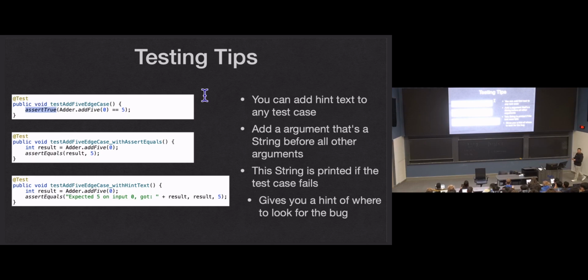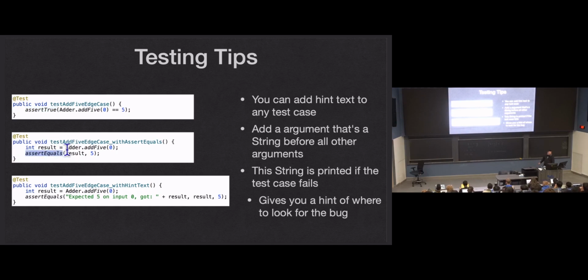The first one is assert true. This is the one that we saw all throughout Monday's lectures. You give it a Boolean statement. If that Boolean statement resolves to true, the test passes. The test case passes. If it resolves to false, the test case fails. This is our basic tool. Anything you would ever want to do with testing, you can do with assert true, but it's not always the most convenient thing to use.